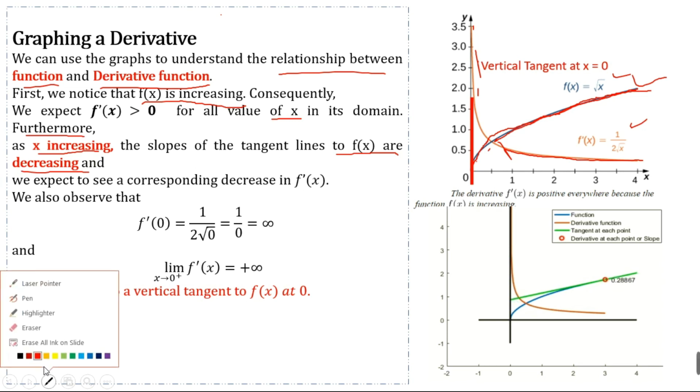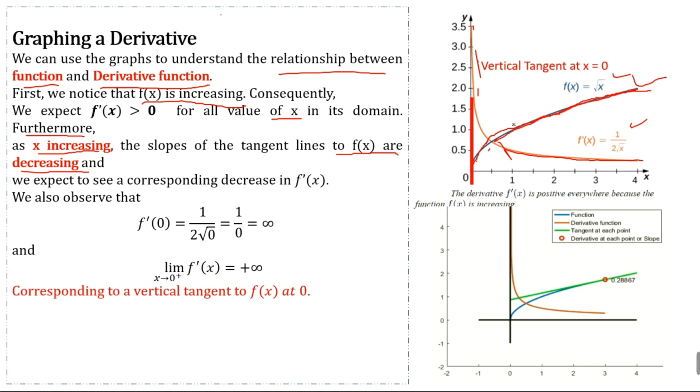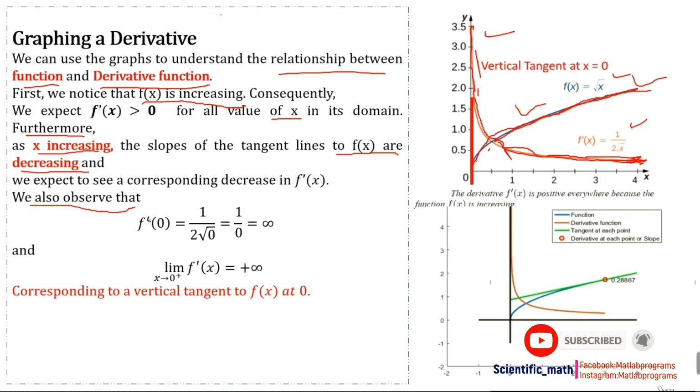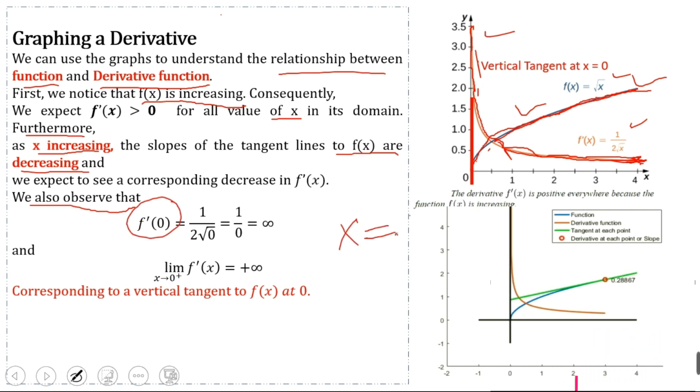Here we see that the derivative of the function is also decreasing as x is increasing. So this is the relationship between the derivative function and the function. We also observe that the derivative of the function at x equal to 0 is infinite. Here we also see the limit as x approaches 0 from the positive side, this is the right hand limit.